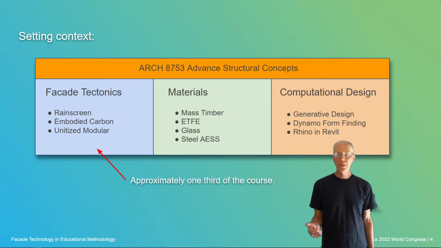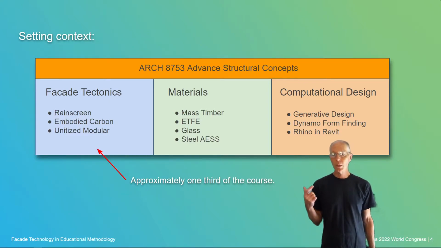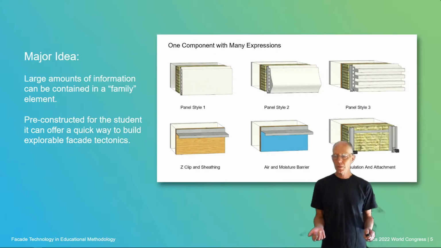I want to set the context that the development of a lot of our courseware sits within this advanced structural concepts course, which is evolving this facade tectonics idea, the idea of introducing rain screen, exploring embodied carbon, and the idea of things like unitized modular construction for both performance and cost-effective building.